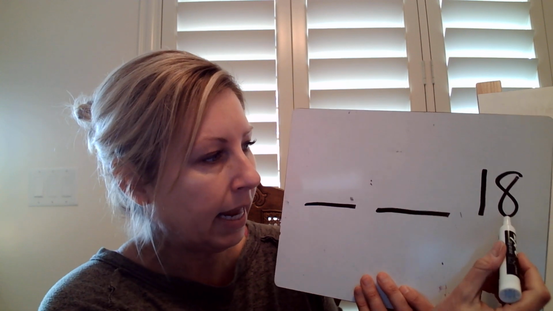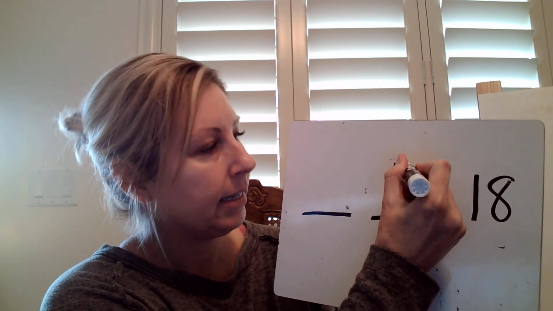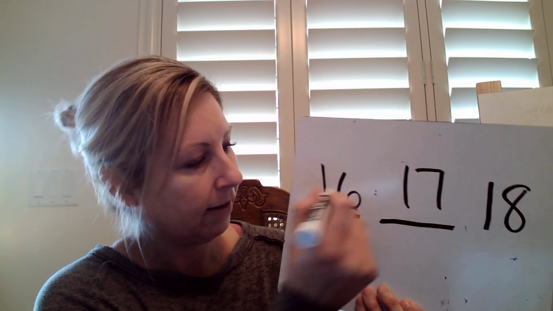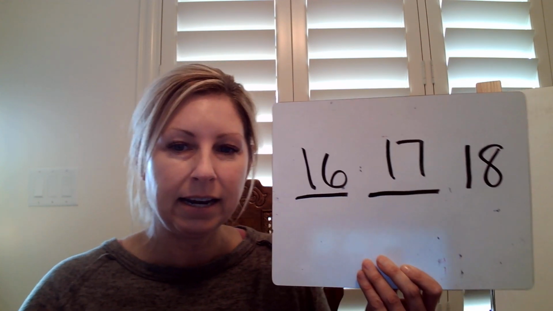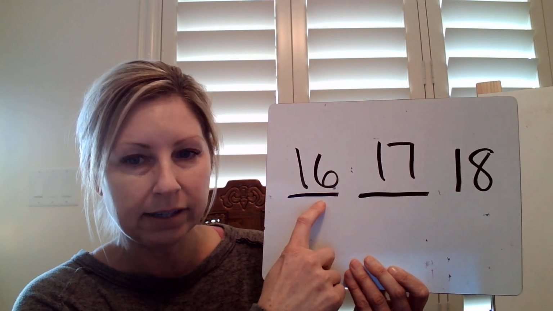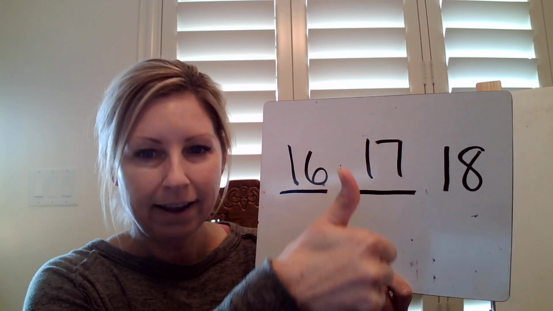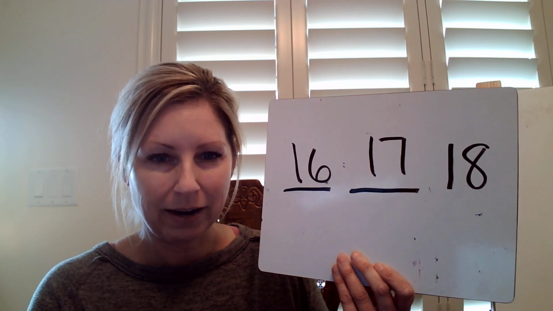Okay, we're going to do it again. 18, 17, 16. All right, good job. Okay, then let's check it. So if we start at 16, 16, 17, 18, and that makes sense. So we got that part right. All right, good job. Thank you for counting on and counting back.